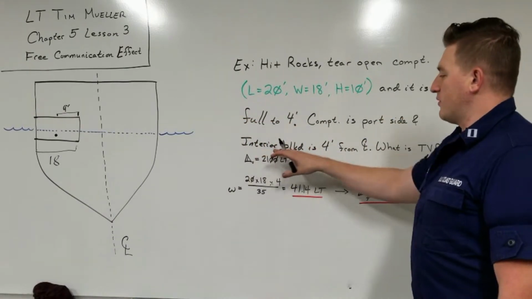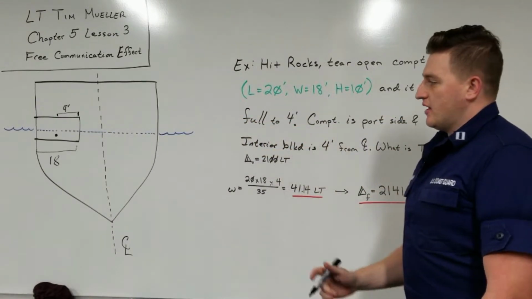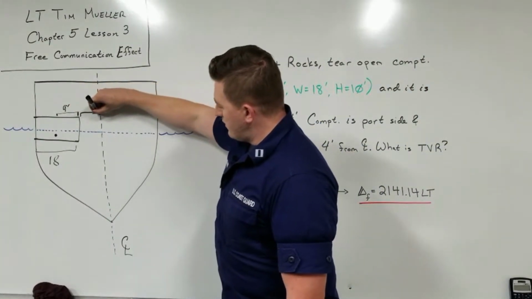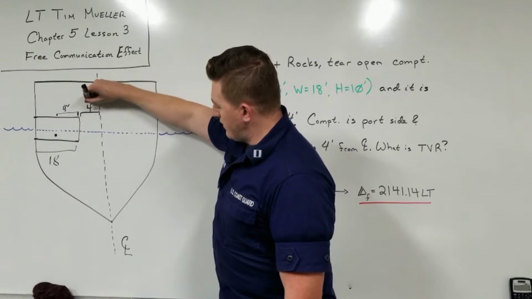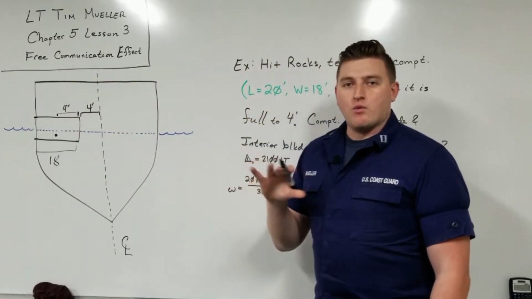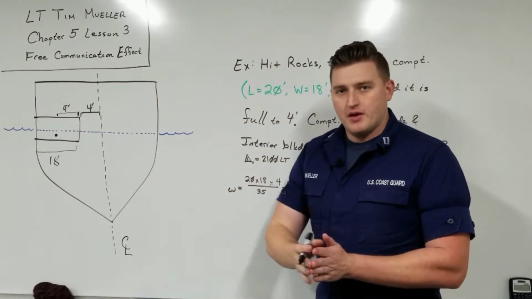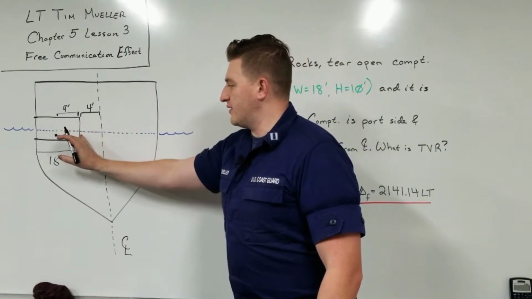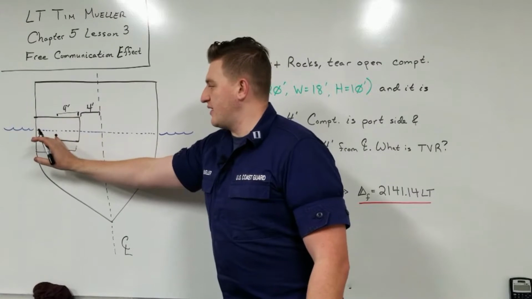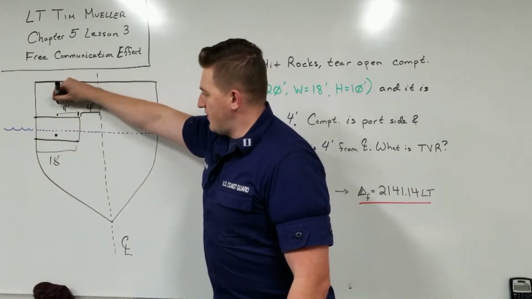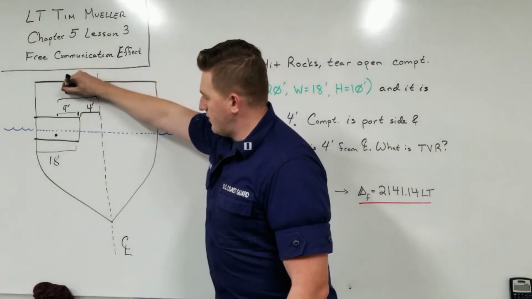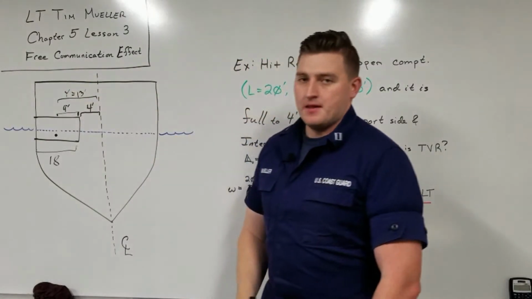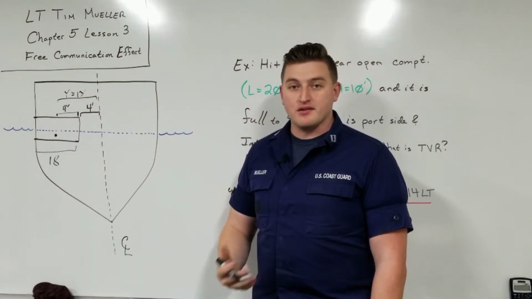But the interior bulkhead is 4 feet from the center line, which means that this measurement right here is 4 feet. Now, y is the distance from the center line to that center of gravity, which means center line, 4 feet to the bulkhead, then 9 feet to the center of gravity, meaning that this distance here, our y, equals 13 feet. Now we have all the information we need to solve our problem.